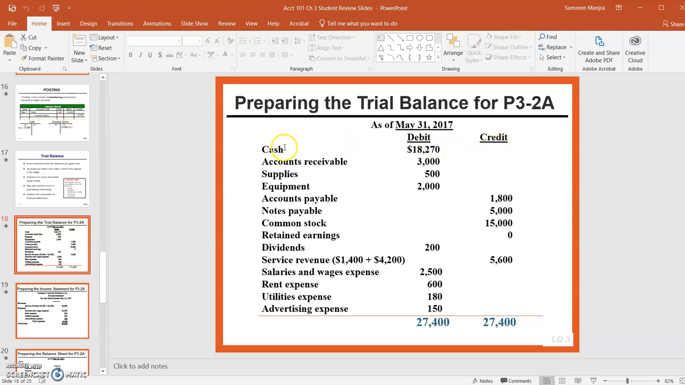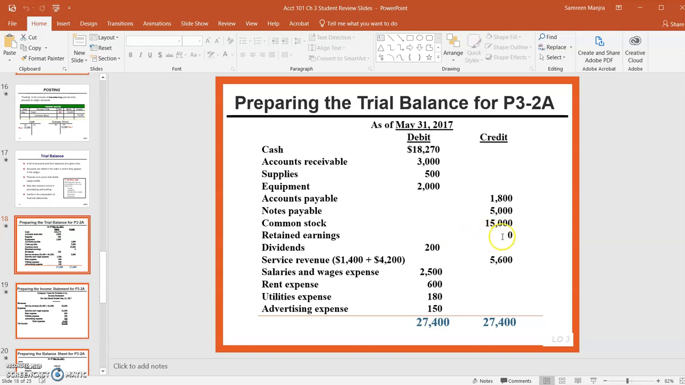So for cash, which is an asset, because this is the first asset reported on the balance sheet, this is listed first, and you'll notice that cash, accounts receivable, supplies, and equipment are all asset accounts which end up with a debit balance in the trial balance. And that is the normal balance for our asset accounts. Then, when we look at accounts payable, notes payable, common stock, and retained earnings, you're going to see these amounts normally have a credit balance.